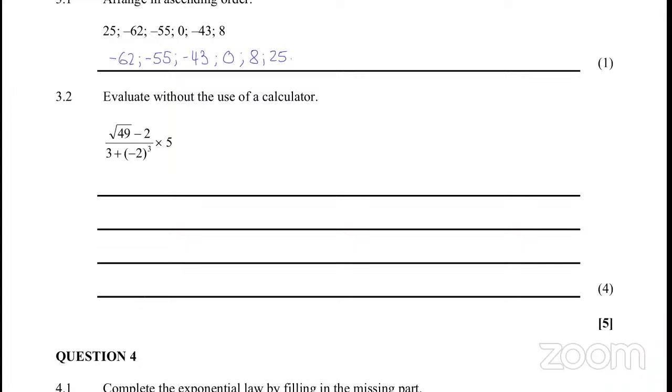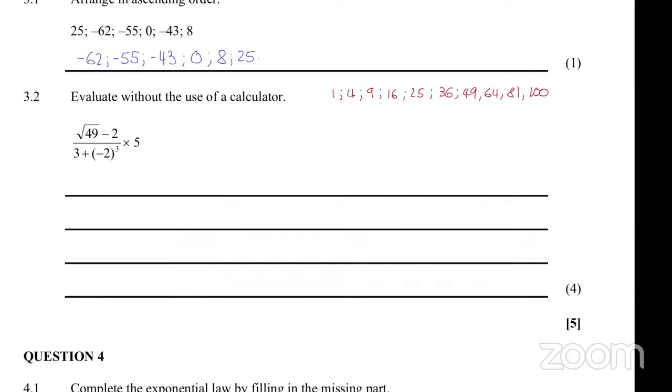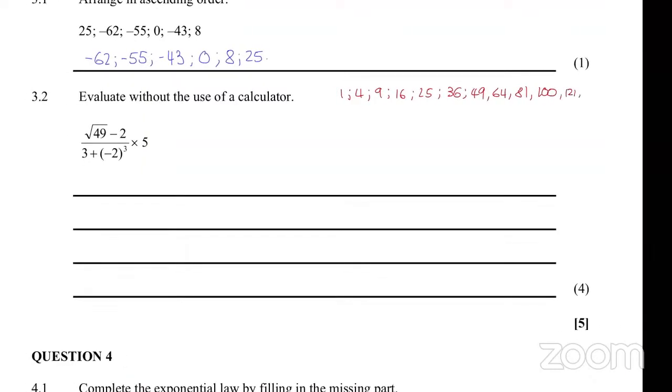Okay, so let's have a look at this question. We have root 49 again. So you need to know your perfect squares, right? Your perfect squares are going to be 1, which is 1 times 1, 2 times 2 is 4, 3 times 3 is 9, 16, 25, 36, 49, 8 times 8 is 64, 81, 100, 121, and 144, which is 12 times 12. Okay, so you need to know all of these, right? Definitely. So therefore, you'll immediately identify that 49 is a perfect square.